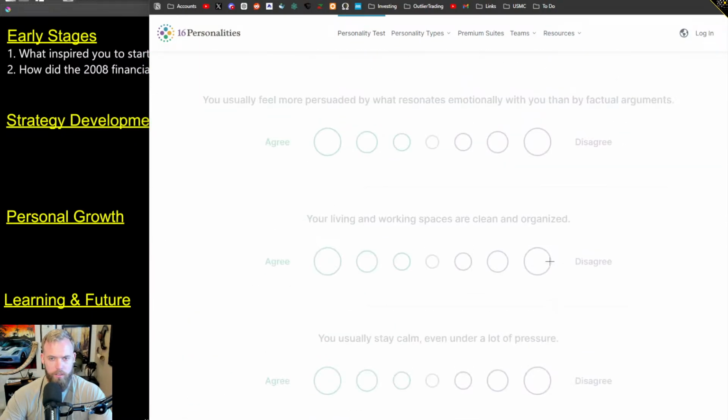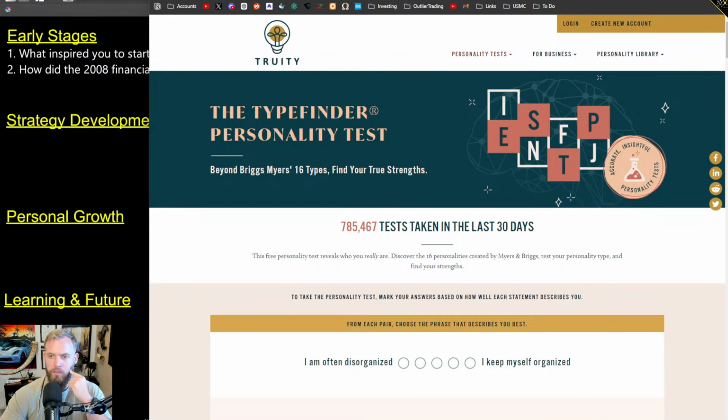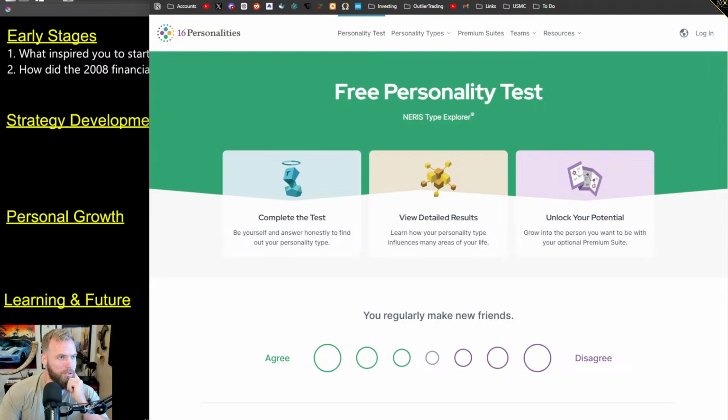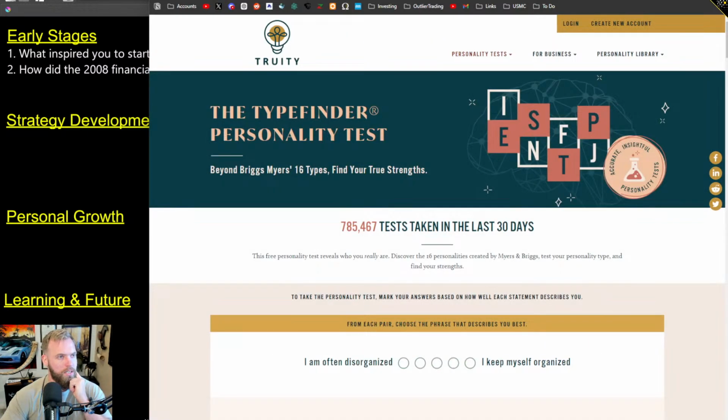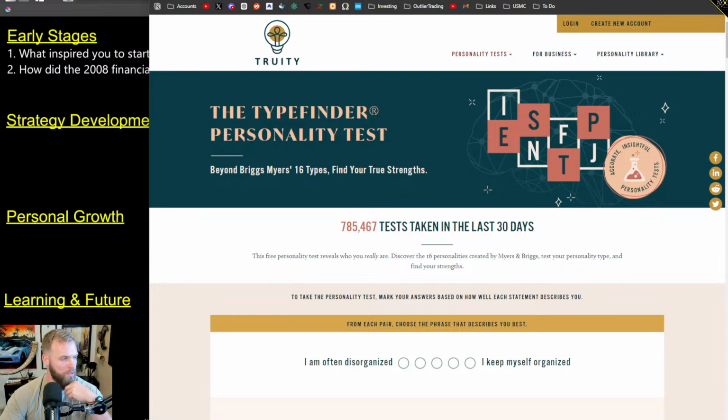Does this look correct? MBTI test from 16 personalities. Or do I take it through Truity? Which one of these do I take it through? The 16 personalities? That sounds like somebody with really bad schizophrenia. Or this one. Okay.